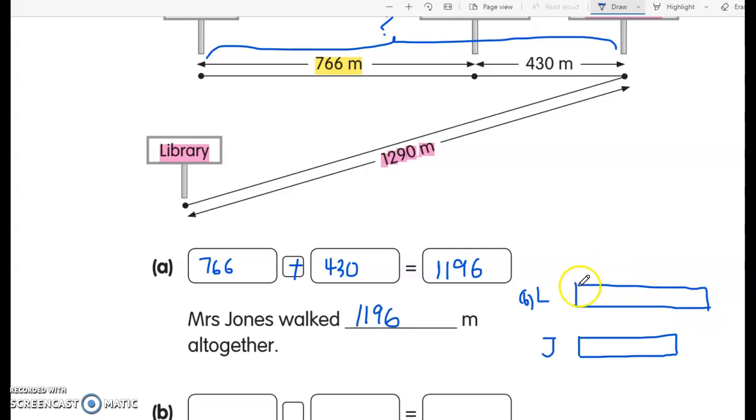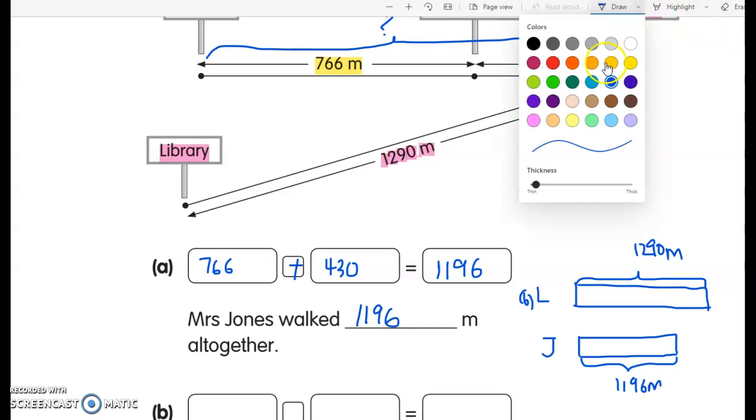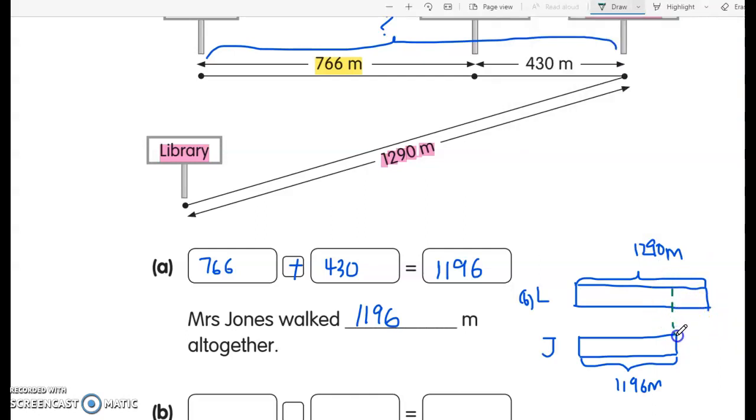So now we are going to fill in what we know. Okay, so we know that Mr. Lim walked 1,290 meters and Mrs. Jones walked 1,196 meters. So children, can you tell me where should we put the question mark? How much further? We are actually finding the difference, right? How much more? So it is here. Do you remember we learned about the difference? So this is the part that we need to find.